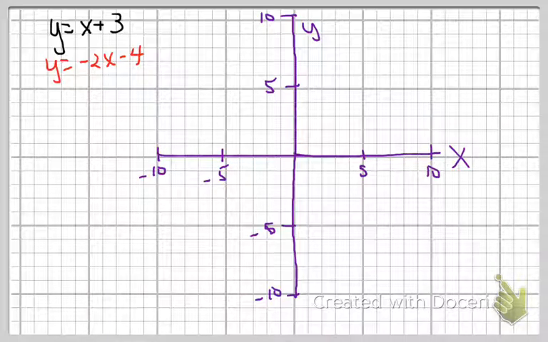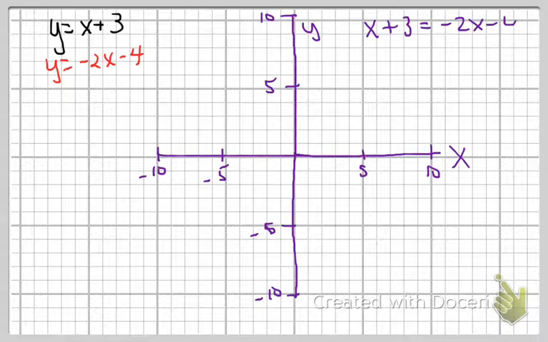Since I know y equals x plus 3 and y equals negative 2x minus 4, they're both y equals. Since they're both y equals, that means I could set them equal to each other. I'm doing that over here on the side, and I'll probably do it in a different color so we can see it. Alright, so I'm going to go ahead and just find x.